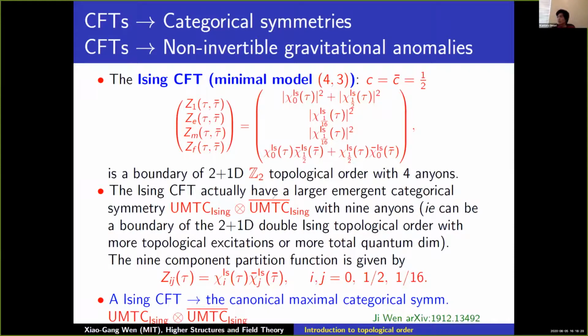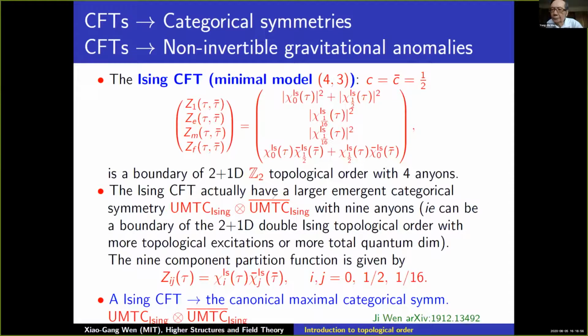I see. Xiao-Gang? Is the categorical symmetry somehow related to the quantum double? Yes. So the categorical symmetry is actually equal to topological order in one higher dimension, equal to a unitary modular tensor category, and equal to the quantum double in the gauge group sense. Therefore, when we have a group, the categorical symmetry is a quantum double of that group.